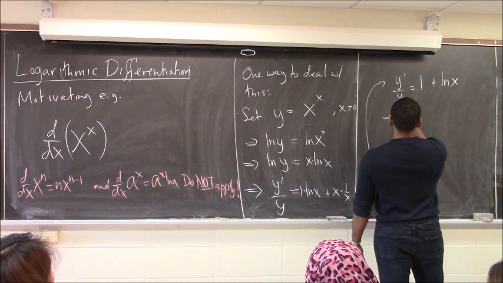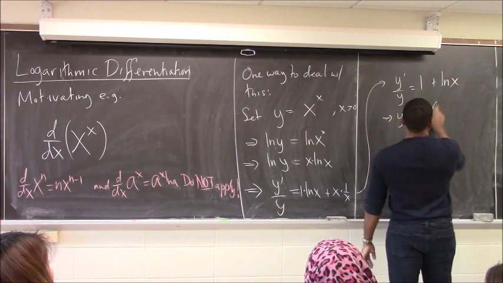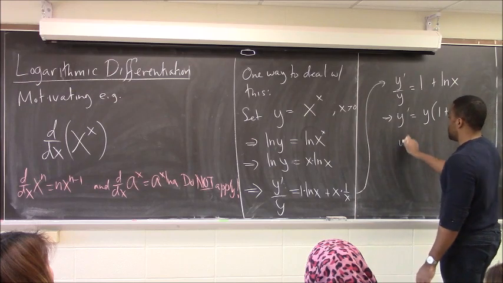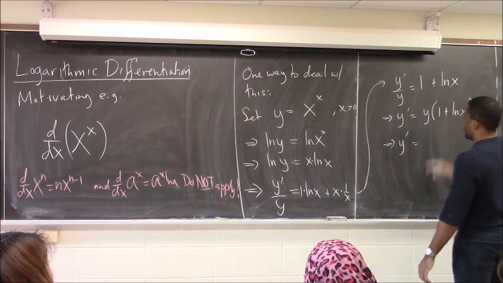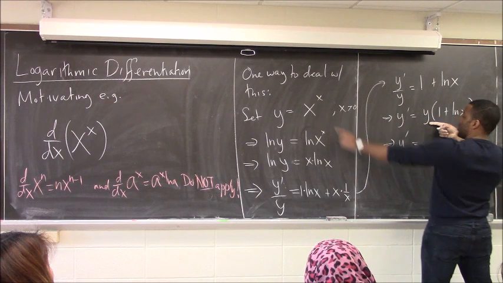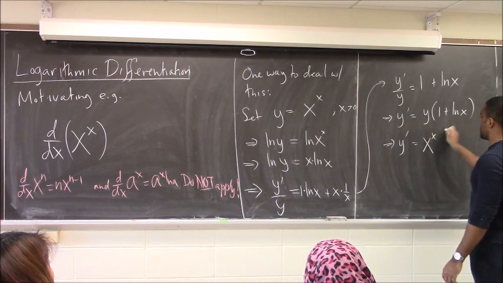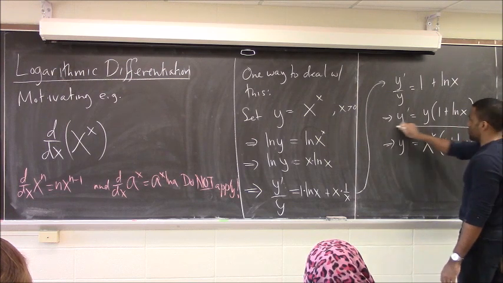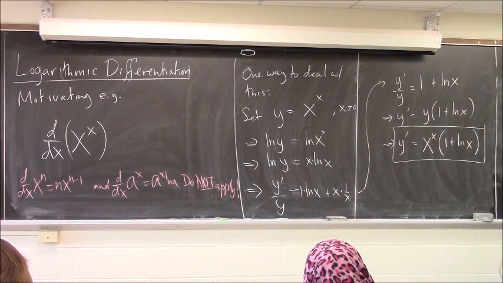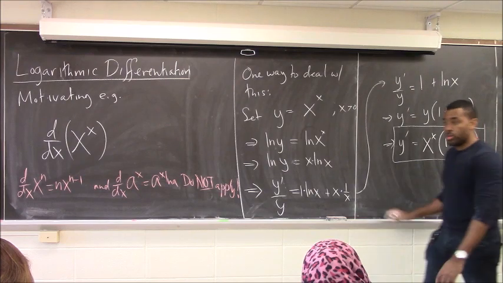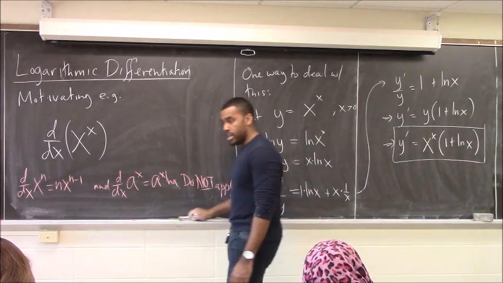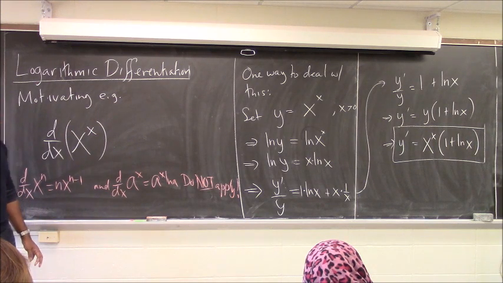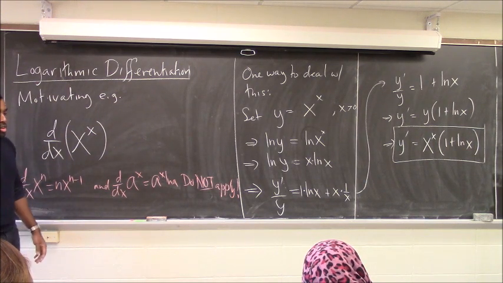This means that my y prime is equal to y times 1 plus ln x. And this means that my y prime, the y was the original function, it's x to the x times 1 plus ln x. And that is how we would define the derivative of that guy. So this describes the process of logarithmic differentiation.